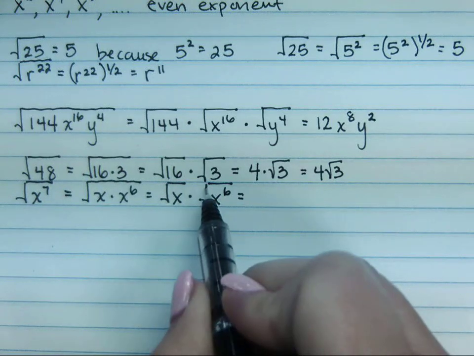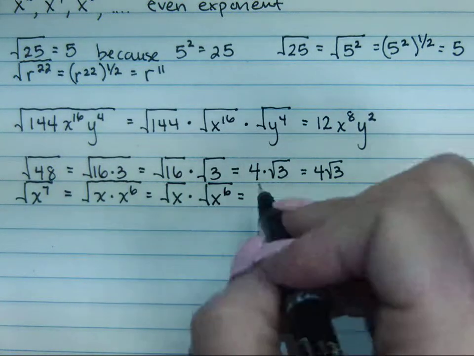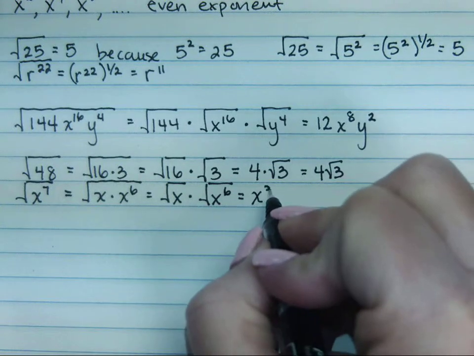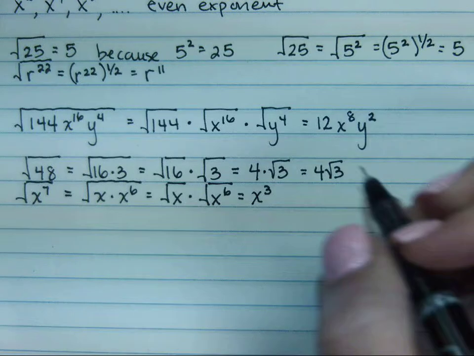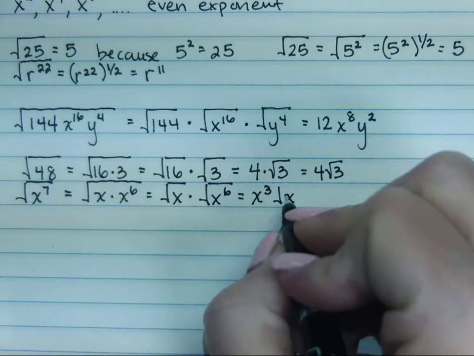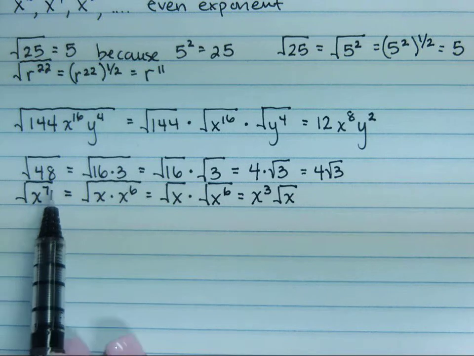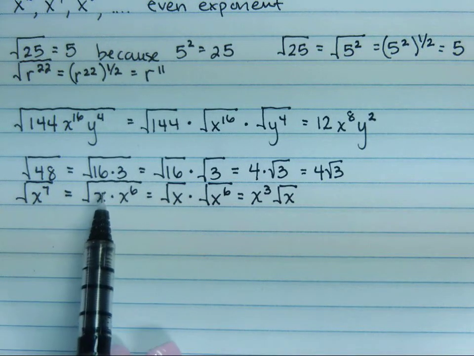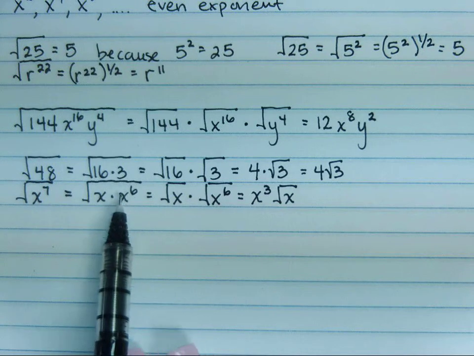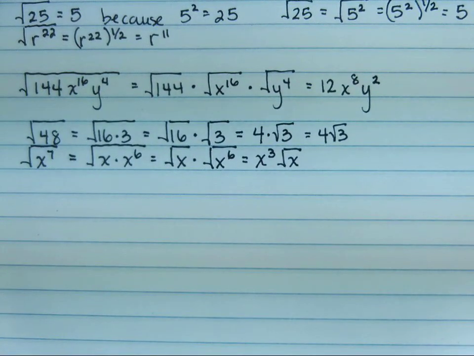Now the square root of x to the 6th, again, that square root is going to say take half of what's underneath there, and that's going to give me x cubed. But I can't take half of 1, right? So that root x is going to stay underneath the radical. So when you have an odd number of variables, you're going to pull one of them off and keep the other even ones, and then take your square roots.